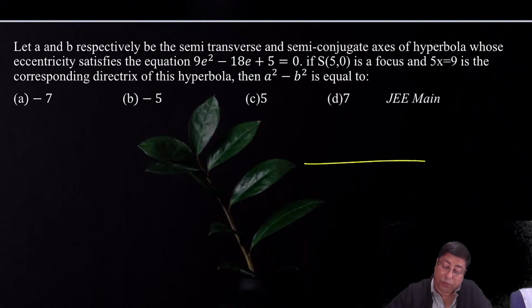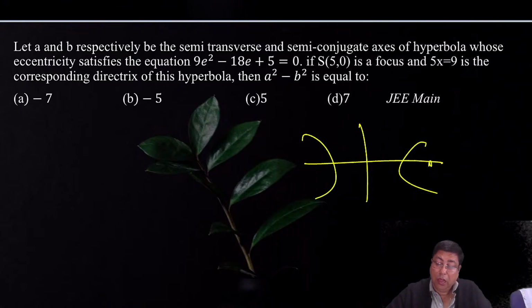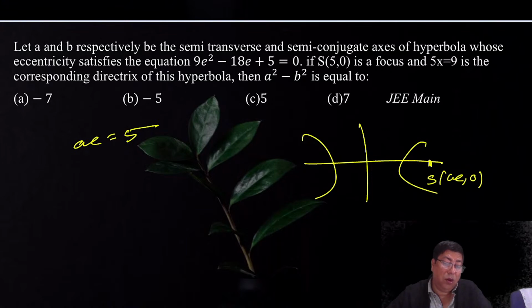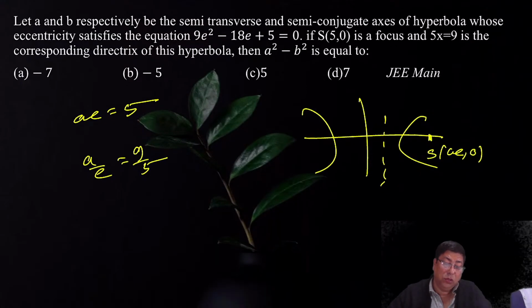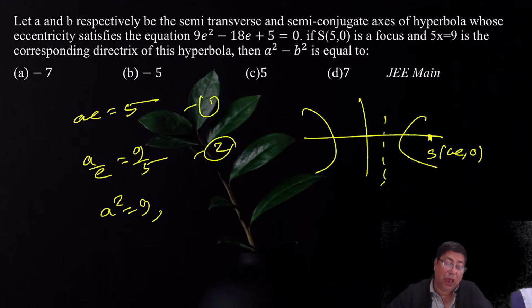S is the focus. Suppose here it is a focus S. So ae equal to 5, which is the focus. And x equal to a by e is the corresponding directrix. So a by e equal to 9 by 5, which is the directrix. So from 1 and 2, if we multiply, we will get a square equal to 9, and if we divide, we will get e square equal to 5 by 3.